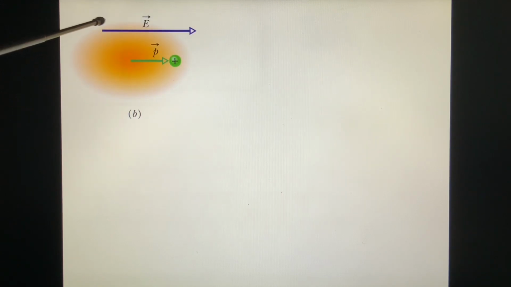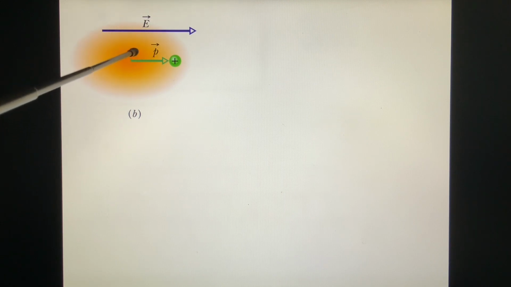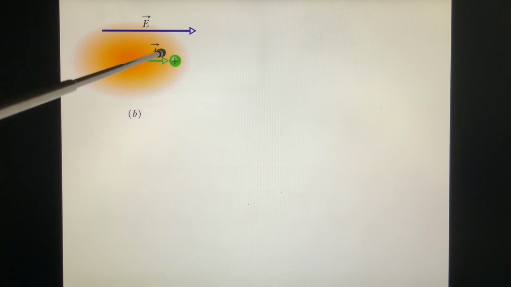Now when we apply E, we see the electrons will move around the atoms in the opposite direction, and the positive charge moves along the E direction. Okay, this is the p. p is from negative to positive. We have this dipole p.